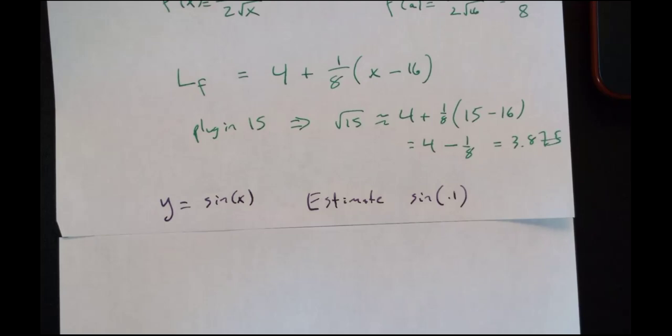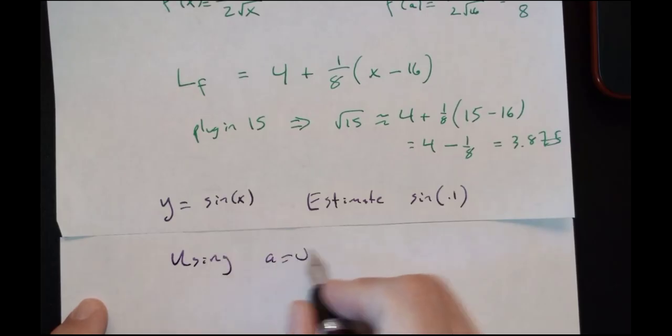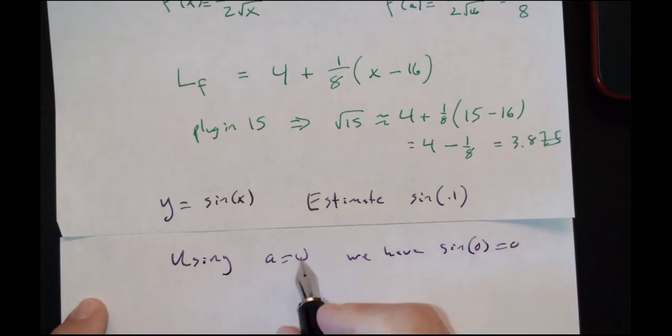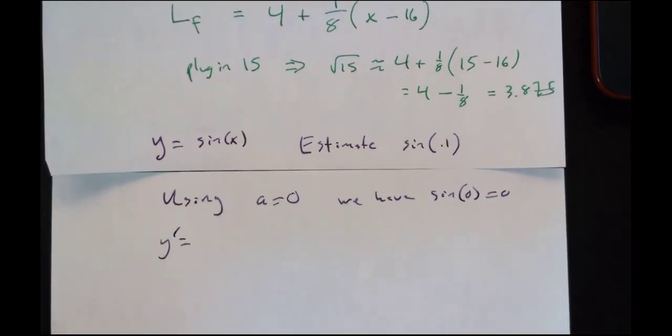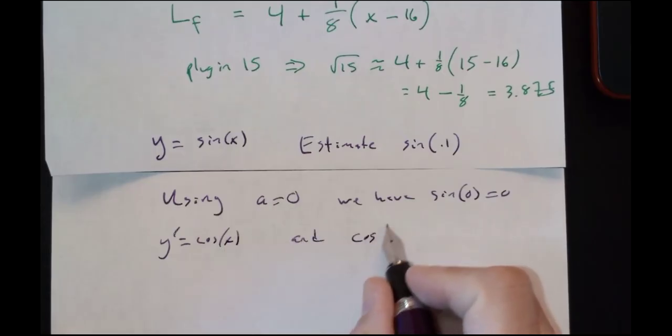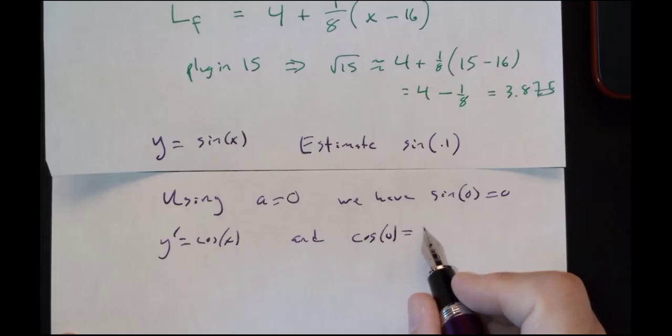0.1 is close to 0, and I know sine of 0. That's when I know 100%. Sine of 0 is good. And I also know the derivative. What's the derivative of sine of x? And cosine of 0. There should have been a chorus, people. Cosine of 0 is 1.